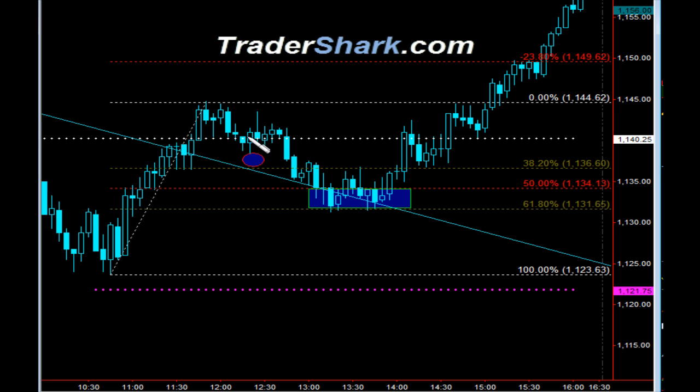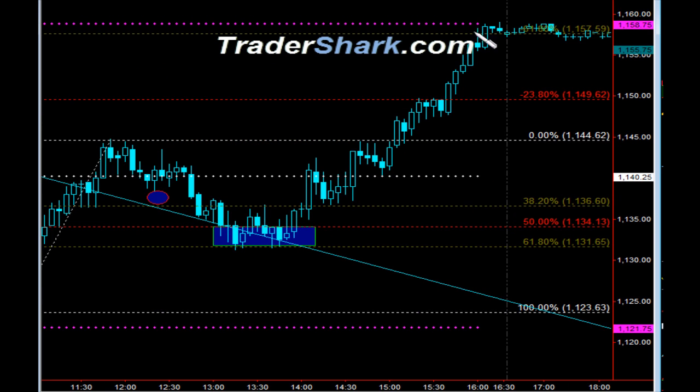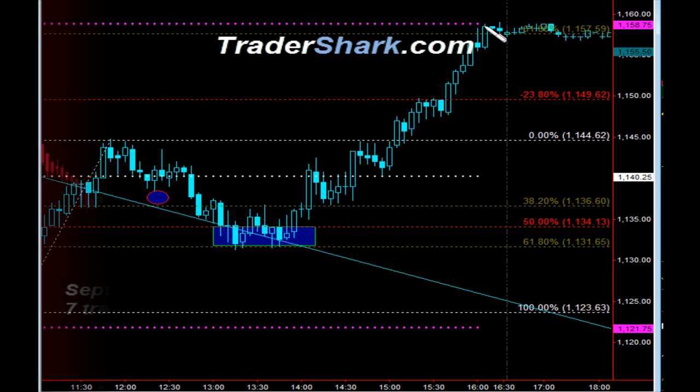Notice the consolidation here posed first resistance. Second resistance was the high of the Fibonacci lines. Second was the 23.8, and the third was the ultimate hourly range high.